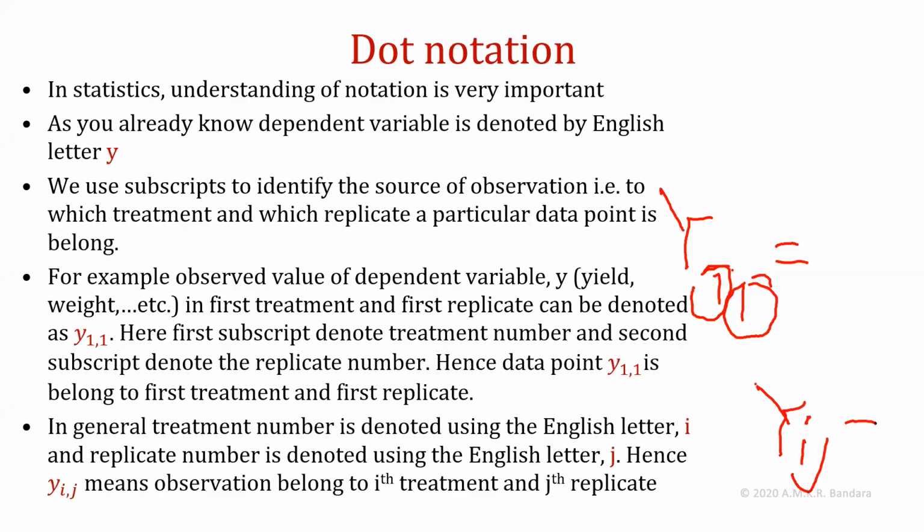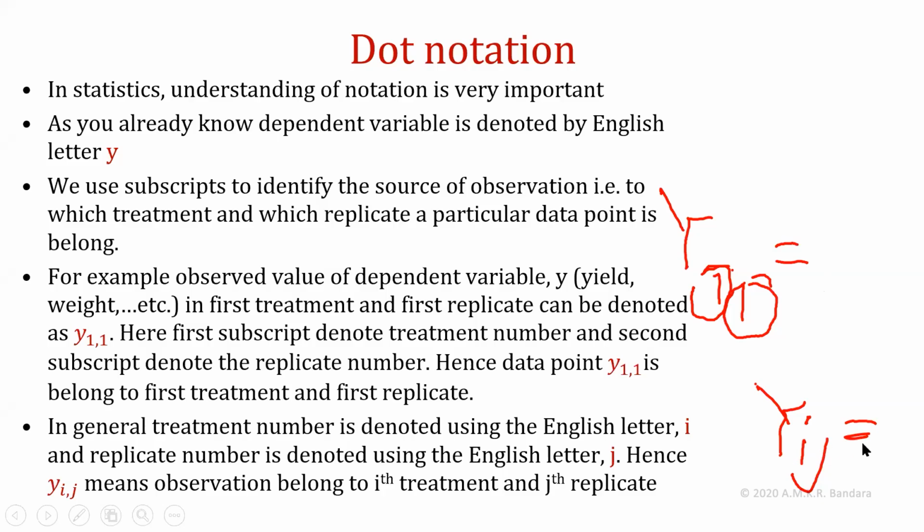Here, i represents the treatment number and j represents the replicate number. So when i equals 1 and j equals 1, it refers to the first observation. When i equals 1 and j equals 2, it refers to the second replicate of the first treatment.